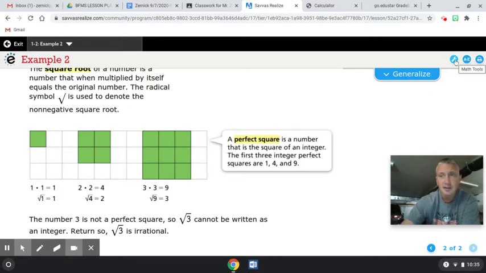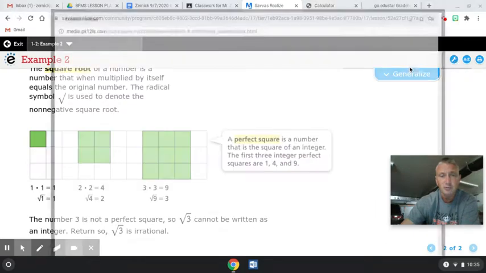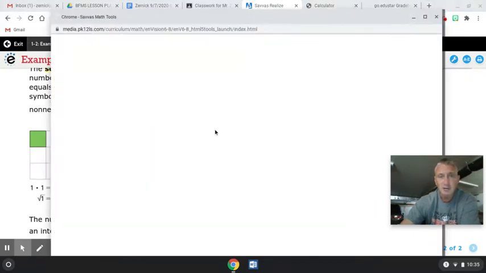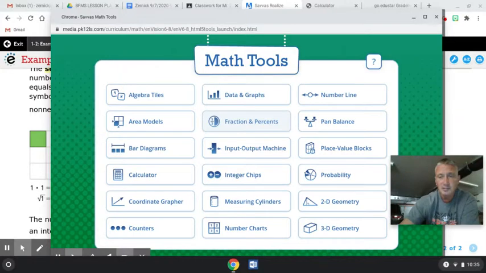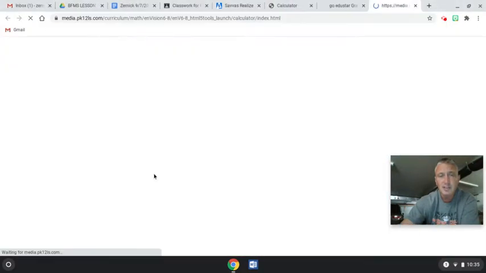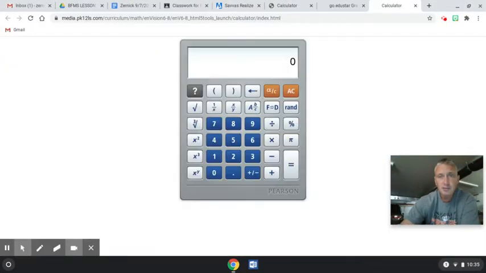Over here, you have some tools. If you go to Math Tools, that will bring up this screen. We will use a lot of these math tools throughout the school year, but if you click on Calculator, you'll notice that you have that radical symbol right here. If I use that radical symbol, let's just say I want the square root of 16, and obviously the square root of 16 is equal to 4 because 4 times 4 is 16.